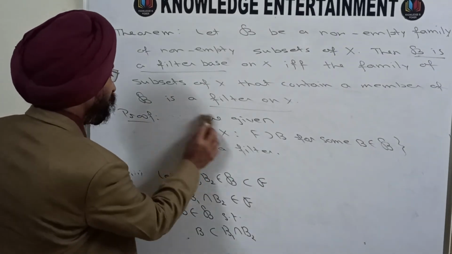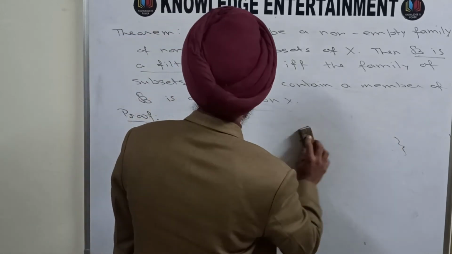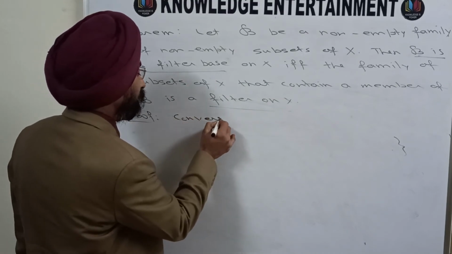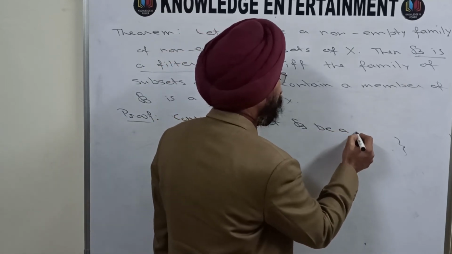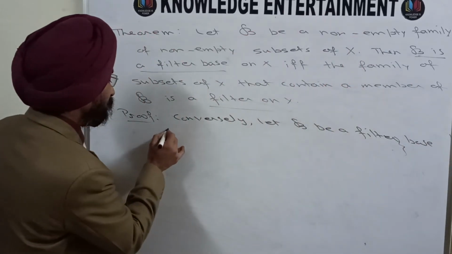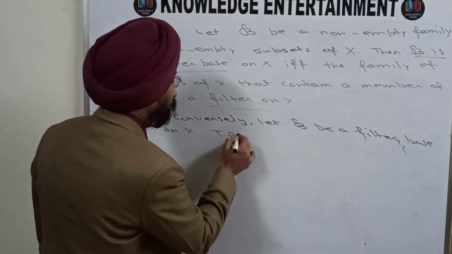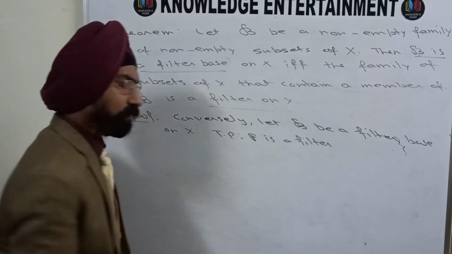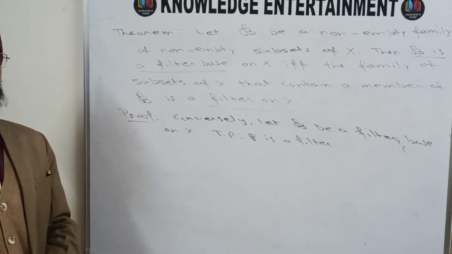Now let us prove the converse part. Conversely, suppose that B is a filter base. Conversely, let B be a filter base on X, and we are to show that F is a filter. For that we are to prove the three conditions for F to be a filter.